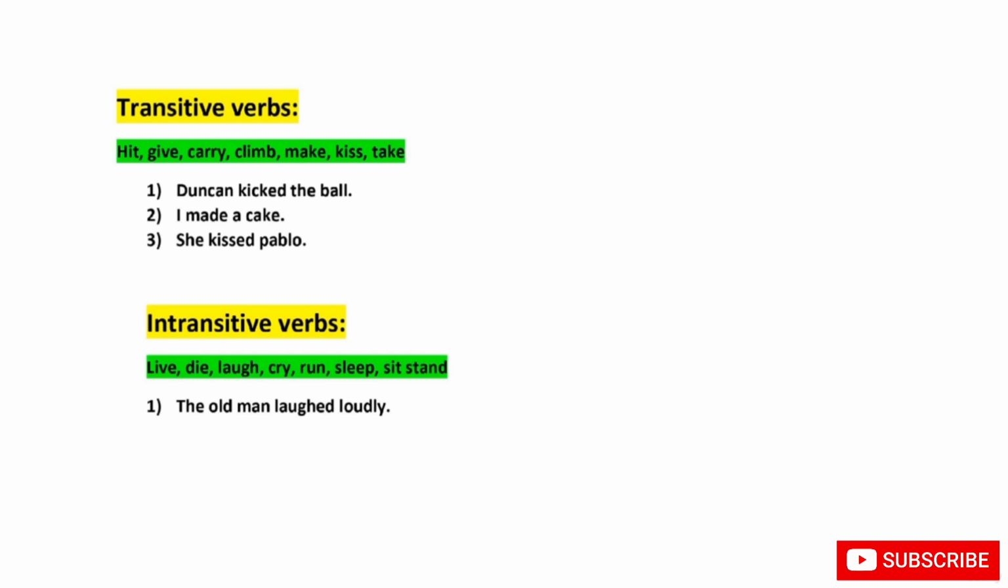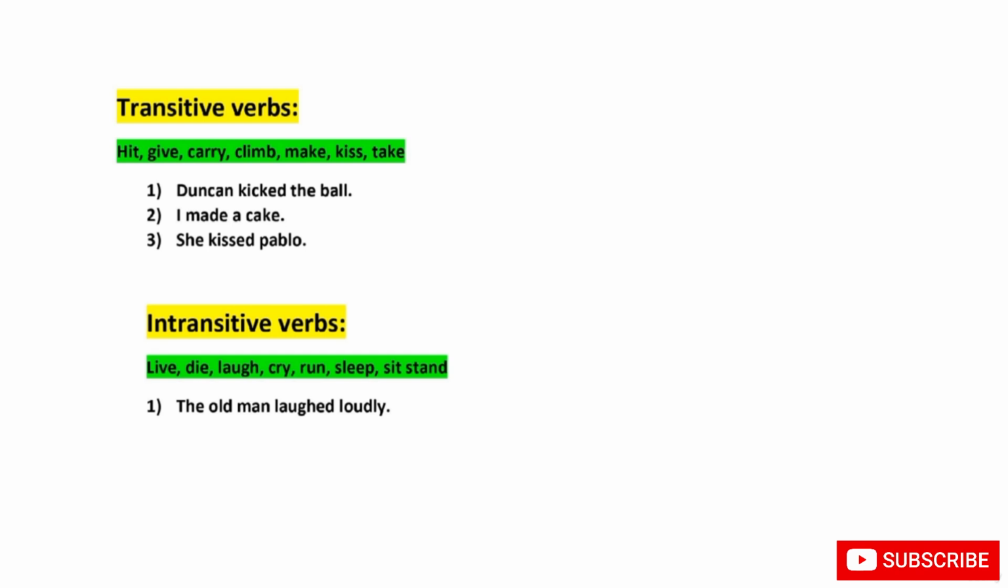And the verb kick is a transitive verb. It always needs an object. Some other common transitive verbs are hit, give, carry, climb, make, kiss, and take. With all of these, if you ask the questions who or what, you will get an answer. Duncan kicked what? The ball. I made a cake. I made what? A cake. She kissed Pablo. She kissed who? Pablo. So that's how you know that these are all transitive verbs.